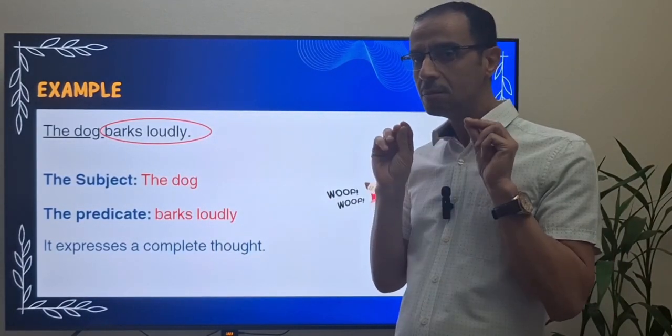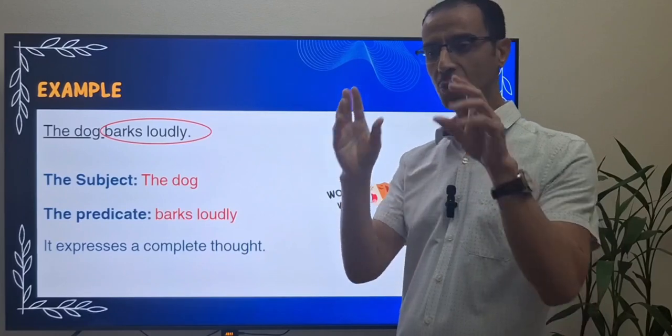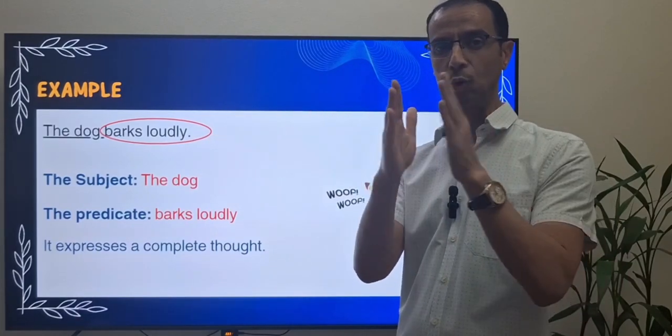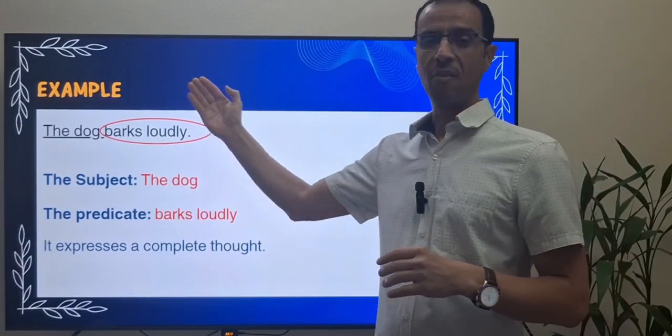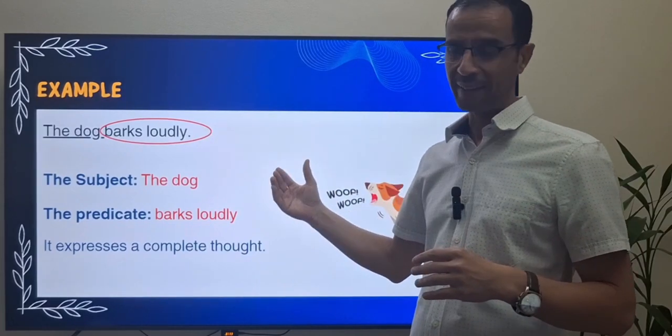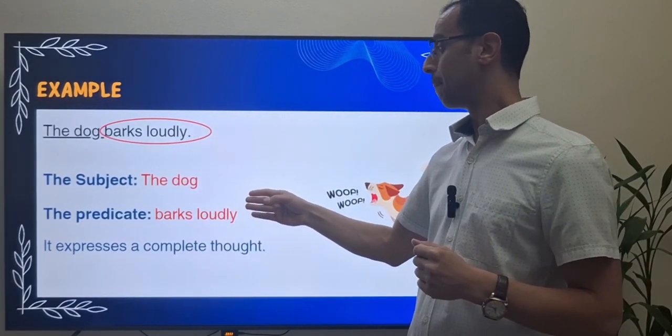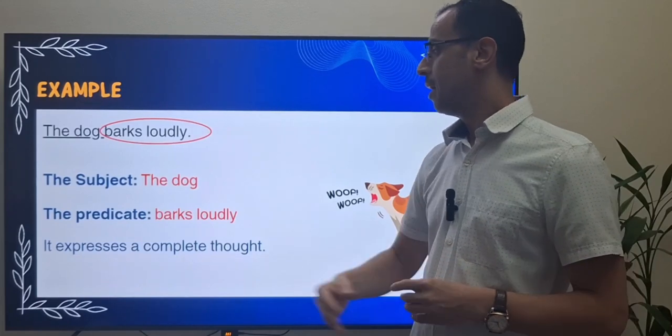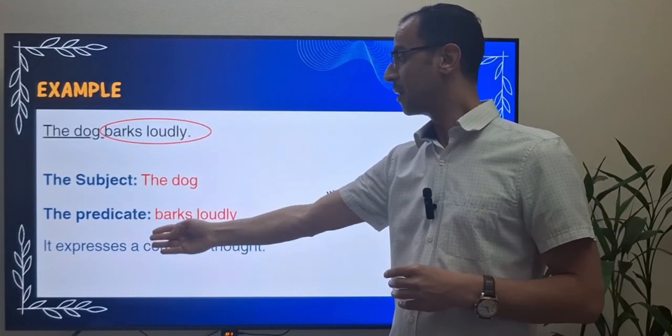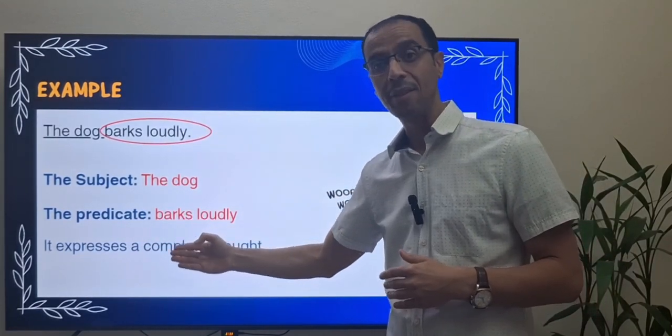Now, we are not taking things in detail. We are just dividing the sentence into two main parts. The group of the subject and the group of the predicate. So the subject is the dog and the predicate is barks loudly. This is a sentence. Why? Because it also expresses a complete thought.